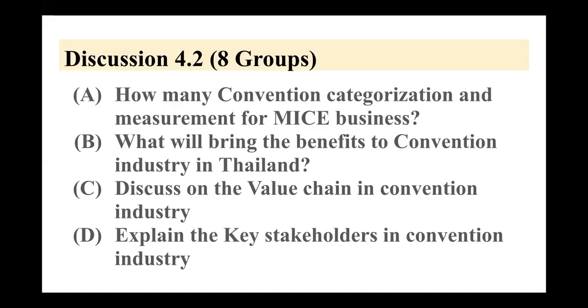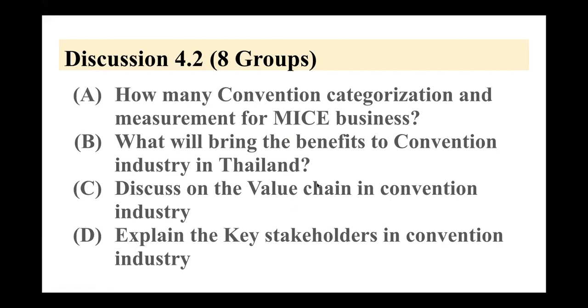And looking back to discussion 4.2, just because we have to finish all of the detail in the PDF file from chapter 4 or class number 4. Choose only one out of 4 here: A, B, C, D, right? The first one is how many convention categorization and measurement for my business. Second, what will bring benefit to convention industry in Thailand? So we have to focus on Thailand industry. Is that right? Also discuss wage change and convention industry.